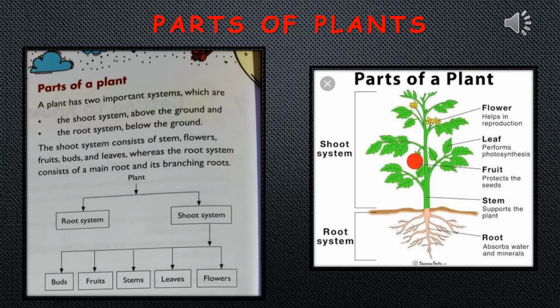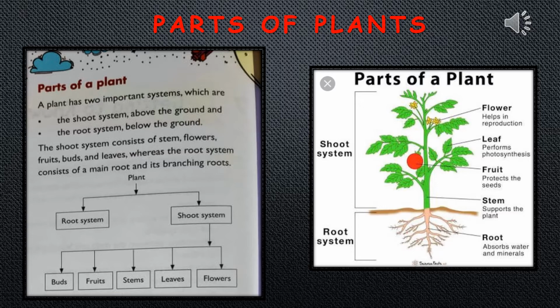So we have got some of the types of the plants, isn't it? What are the types of the plants? Now we are going to know about the parts of the plant. There are two important parts. The first one is known as the shoot system, which is above the ground. Whatever you can see above the ground is the shoot. Another one is the root system, which is below the ground.